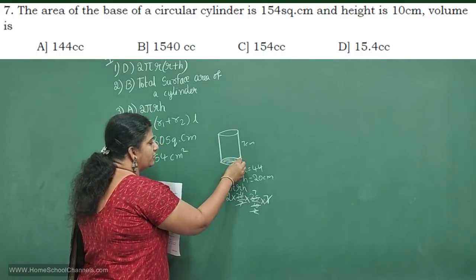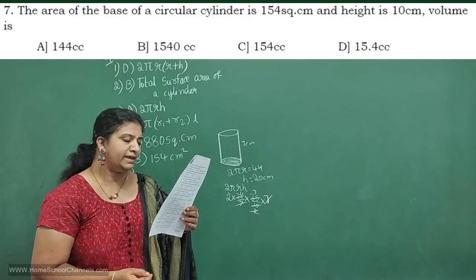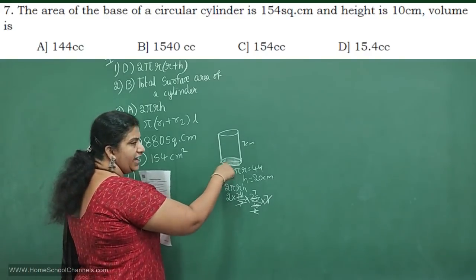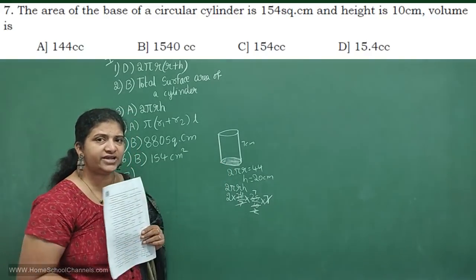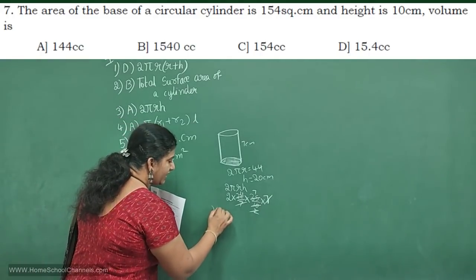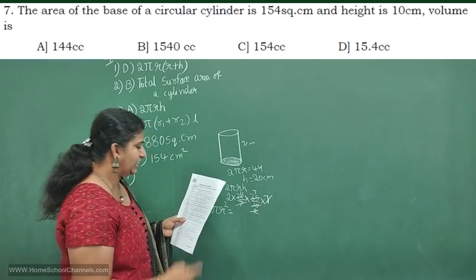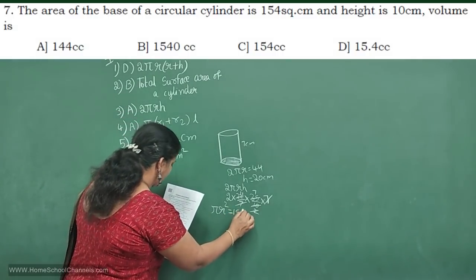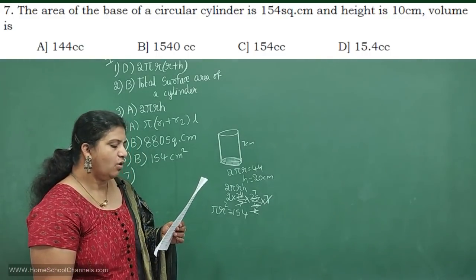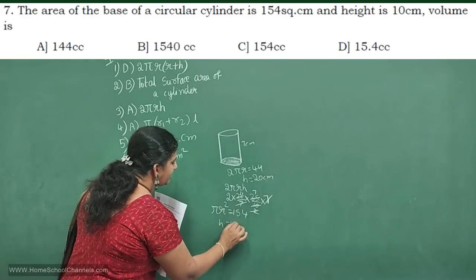We are talking about the base of a circular cylinder. What is its area? 154 square centimeters. Area of a base is in which shape? Circular shape. Area of a circle formula is pi r square, which is equal to 154, and its height is 10 centimeters.